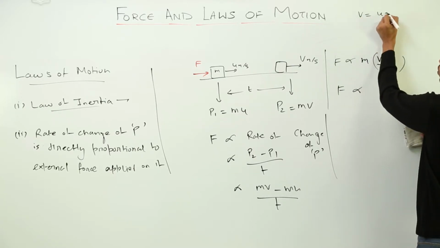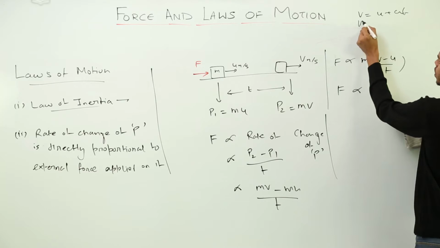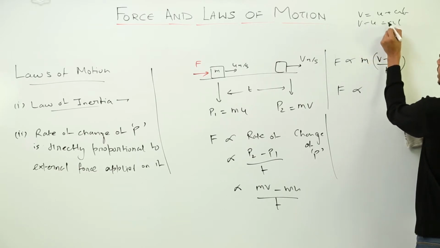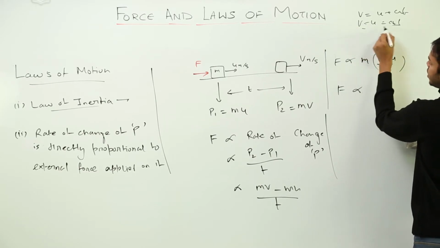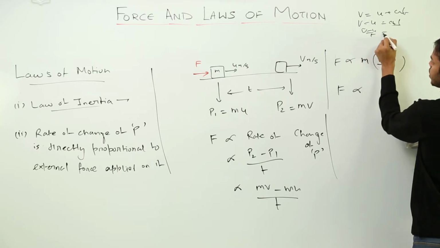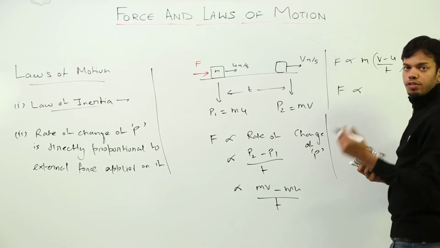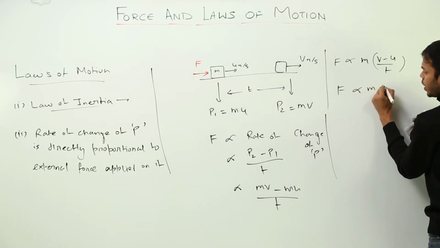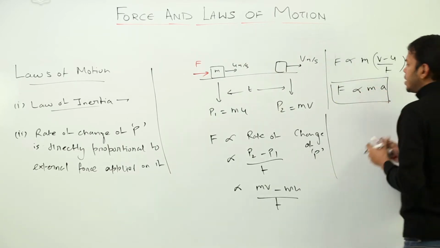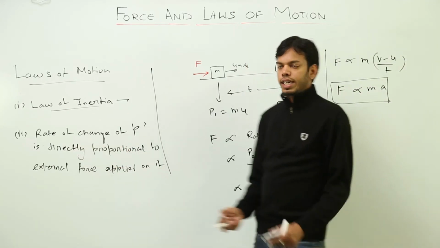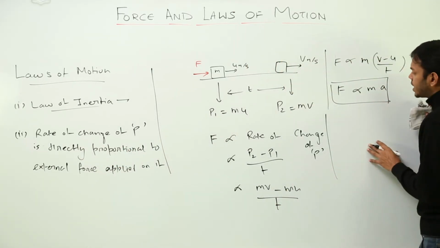v is equal to u plus at, so v minus u is equal to at, right? Take t there, you will get (v minus u) upon t is equal to a. This was the definition of acceleration, the rate of change of velocity. So m into a. This is the mathematical expression of Newton's second law: force is proportional to mass into acceleration.